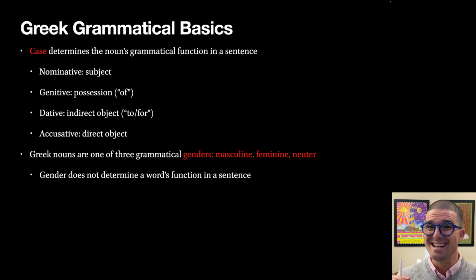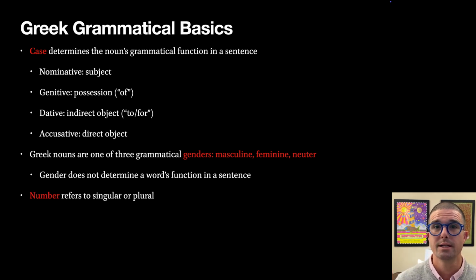And gender does not determine a word's function in a sentence. So a word can be masculine, feminine, and neuter, and it can be the subject, it can be the direct object, it can be the indirect object, it can be showing possession in the genitive. Gender has nothing to do with the function in a sentence. It is simply a feature of that word. It's just something that's sort of embedded into the word itself.